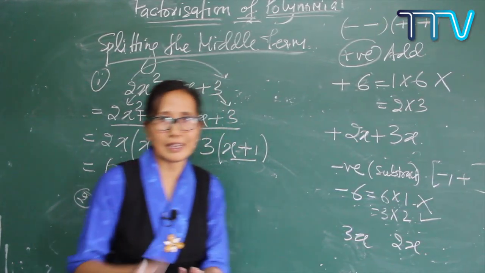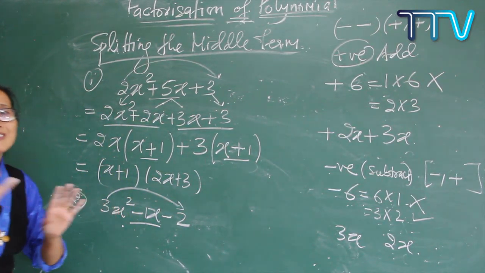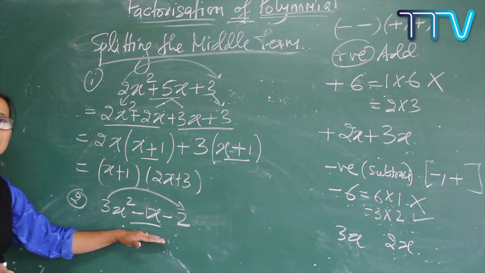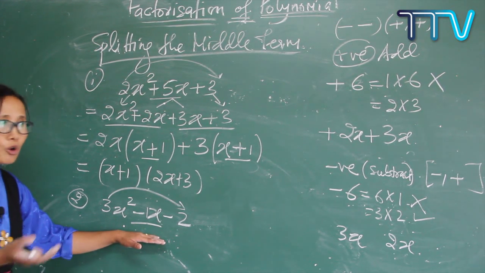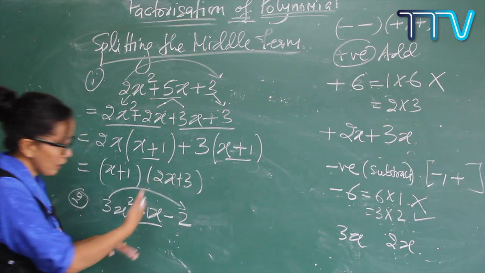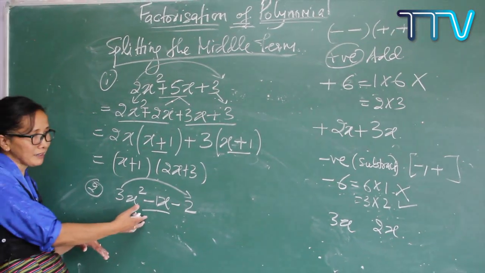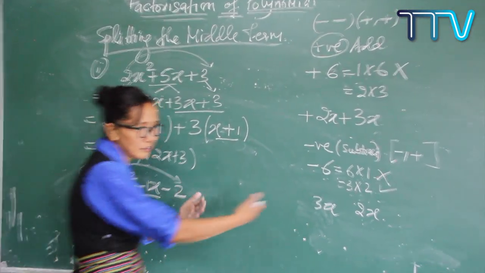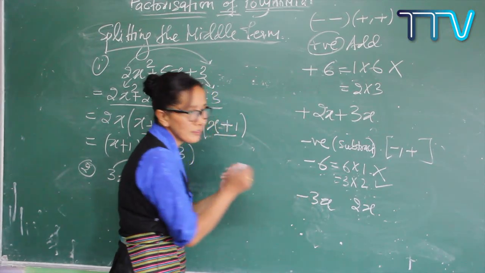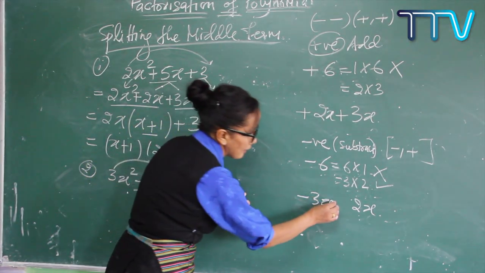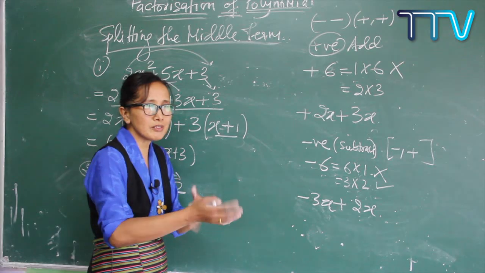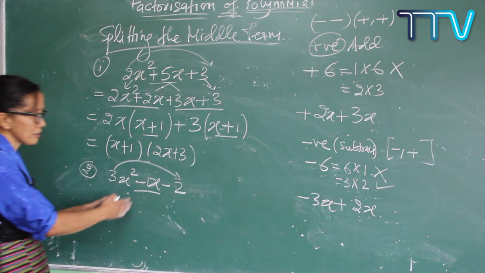So which has to take negative and which has to take positive? It will be decided by looking at your middle term. Your middle term sign is always the greater number's sign. If your middle term sign over here is minus, which one is the greater value? This one is the greater value, so you put minus here, and positive is there. Whichever is greater, you take as the middle term sign.